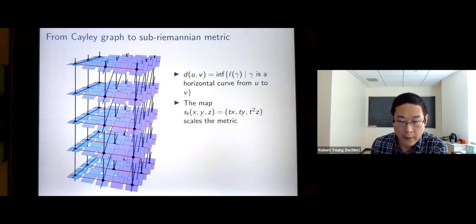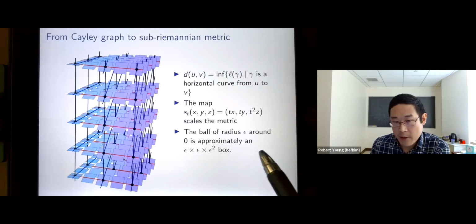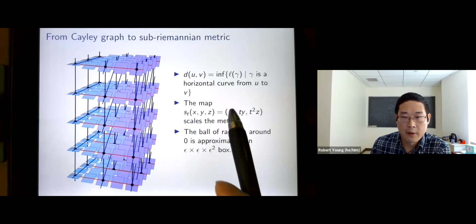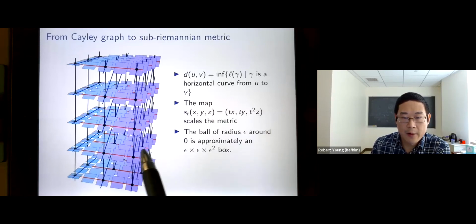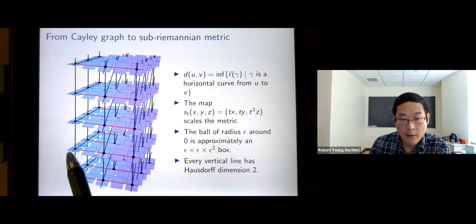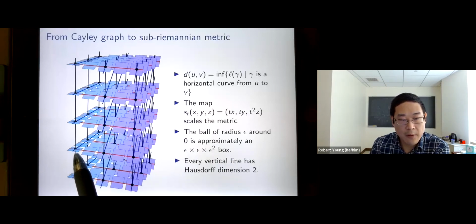And that lets us describe balls in the metric because the ball of radius epsilon is the unit ball scaled by a factor of epsilon. The unit ball is approximately a 1 by 1 by 1 box. So if you scale it by epsilon by epsilon by epsilon squared, you're going to get approximately an epsilon by epsilon by epsilon squared box. And because of that, all the vertical lines in this picture have Hausdorff dimension 2. Because if I want to take this unit segment and cover it by boxes where all the boxes have height epsilon squared, I'm going to need epsilon to the minus 2 boxes to do that. And so that's going to give me Hausdorff dimension 2 for these vertical lines.